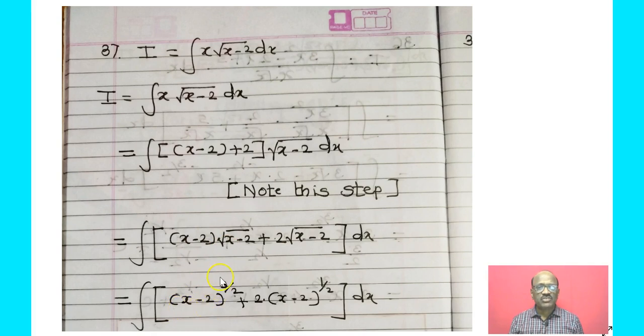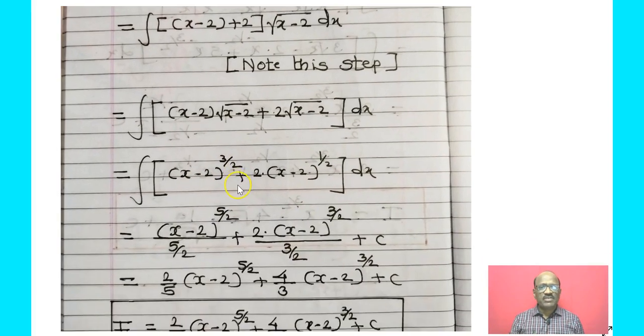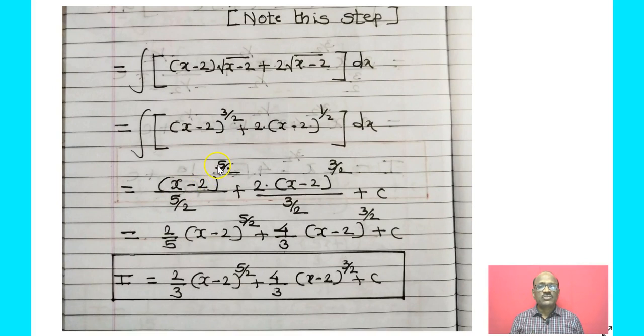It becomes x minus 2 raised to 3 by 2 plus 2 into x minus 2 raised to 1 upon 2 dx. Now again this is a very simple integral, of the form ax plus b raised to n, and we can integrate. This is x minus 2 raised to 5 by 2 upon 5 by 2, plus 2 dot x minus 2 raised to 3 by 2 upon 3 by 2, plus c. After the simplification this becomes reciprocal, that is 2 by 5 in brackets x minus 2 raised to 5 by 2, plus 4 upon 3 in brackets x minus 2 raised to 3 by 2, plus c. Next.